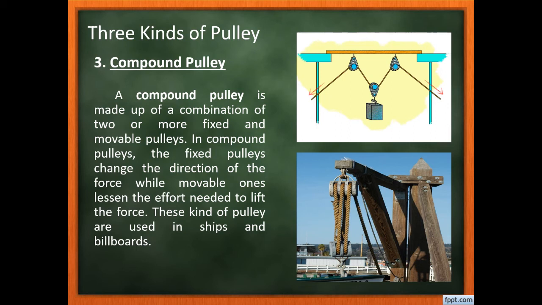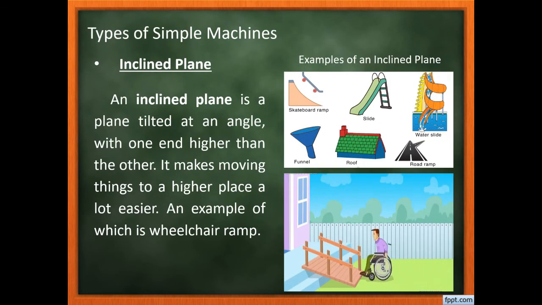Another example of a simple machine is an inclined plane. An inclined plane is a plane tilted at an angle, with one end higher than the other. It makes moving things to a higher place a lot easier, an example of which is a wheelchair ramp. Examples of an inclined plane: we have skateboard ramp, slide, water slide, funnel, roof, and a road ramp.